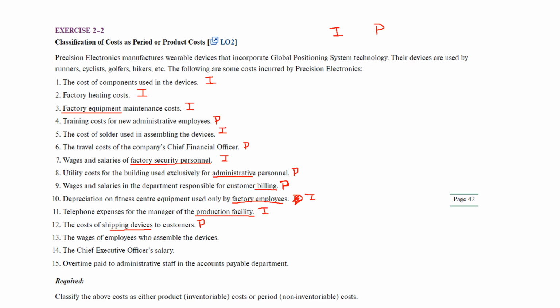The wages of employees who assembled the devices. So this wage would be a direct labor cost, which is definitely a product cost. The chief executive officer's salary would definitely be a period cost because it has nothing to do with production. It's an administrative cost. And lastly, overtime paid to the administrative staff in the accounts payable department, which is accounting, this is definitely a period cost and has nothing to do with production.